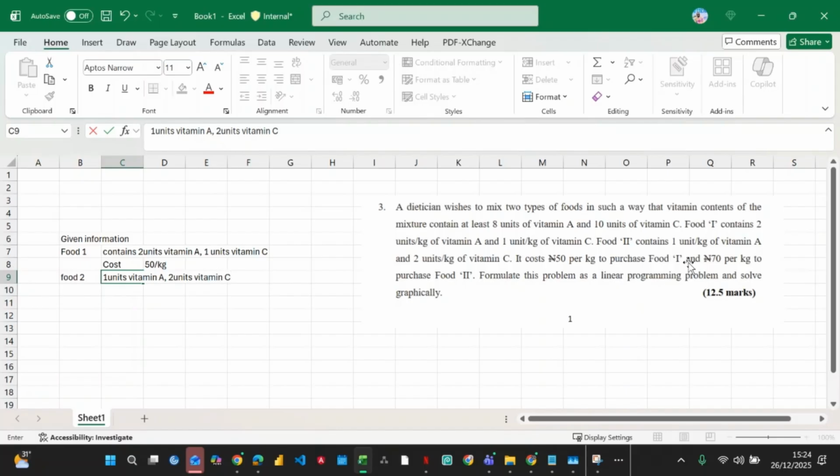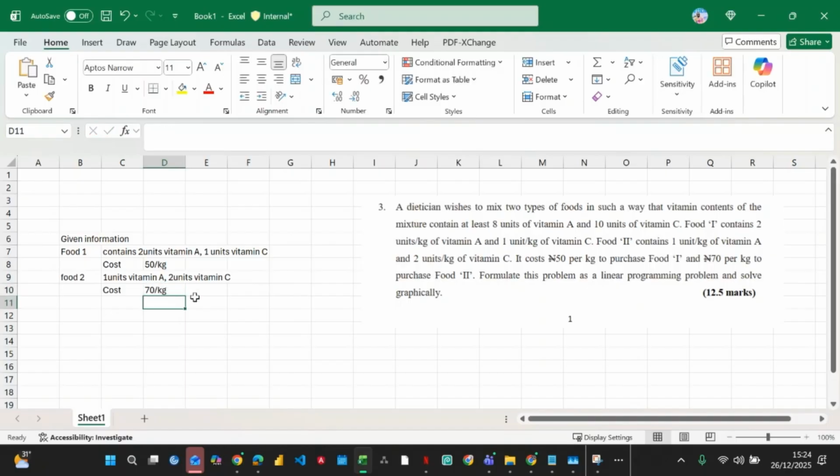So now we're looking at the cost, and the cost of this one is 70 naira per kg.